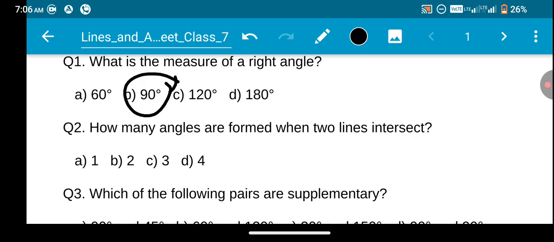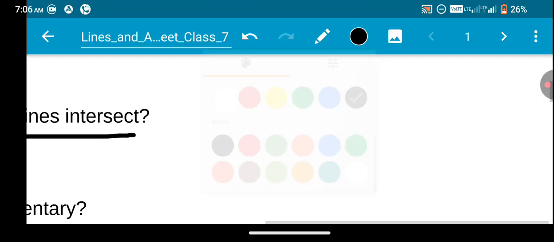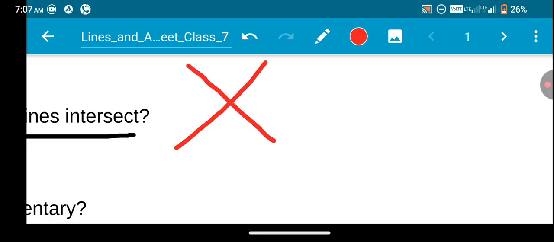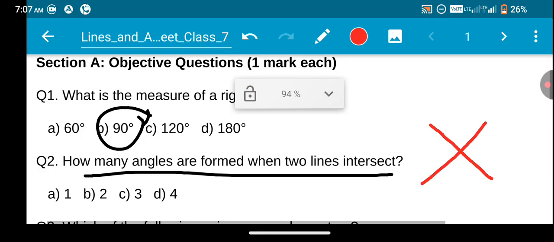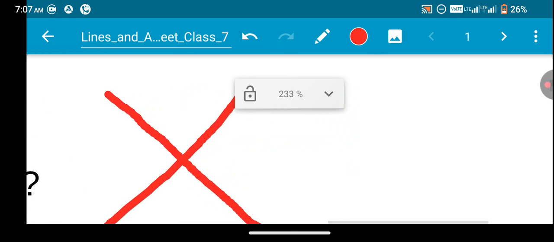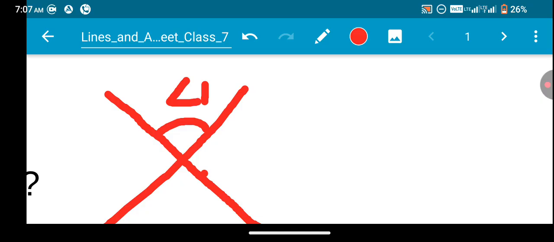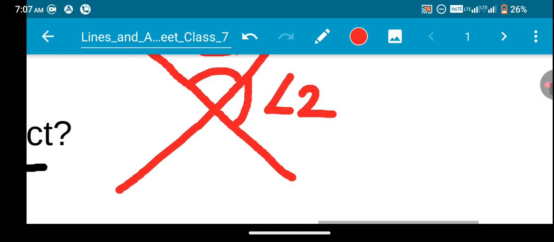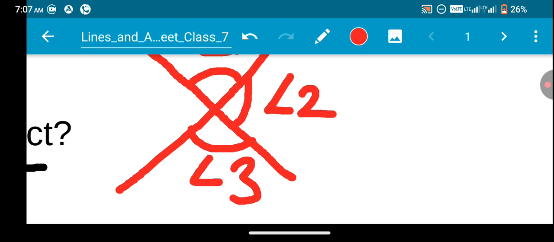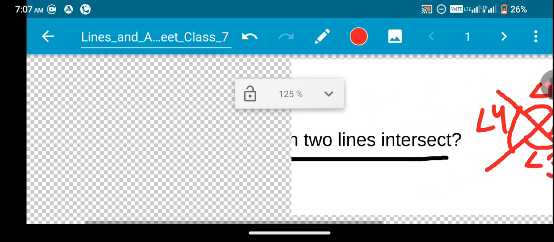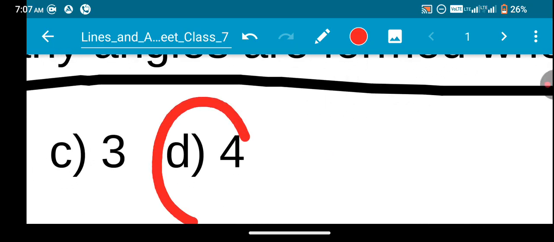Now the next question: how many angles are formed when two lines intersect? Suppose there are two lines intersecting. Now how many angles are formed? Angle 1, angle 2, angle 3, and angle 4. Four angles are formed when two lines intersect.